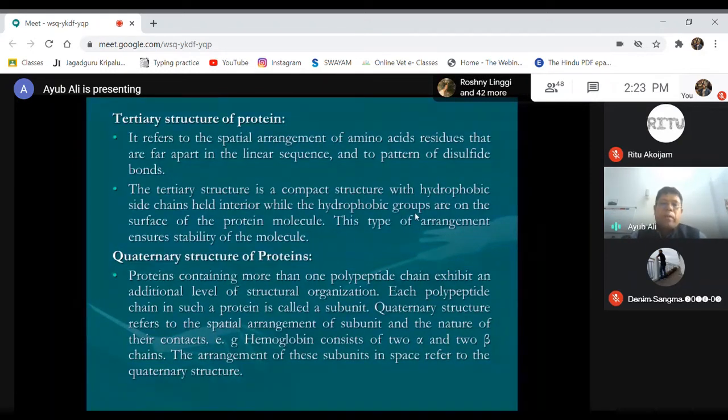For example, hemoglobin consists of 2 alpha and 2 beta chains. It has 4 subunits: 2 are alpha chains, and the other 2 are beta chains. The arrangement of these subunits, that is the 2 alpha and the 2 beta chains in space, is referred to as a quaternary structure. So it is simply the arrangement of the subunits in space in the protein molecule that is called the quaternary structure of the protein.